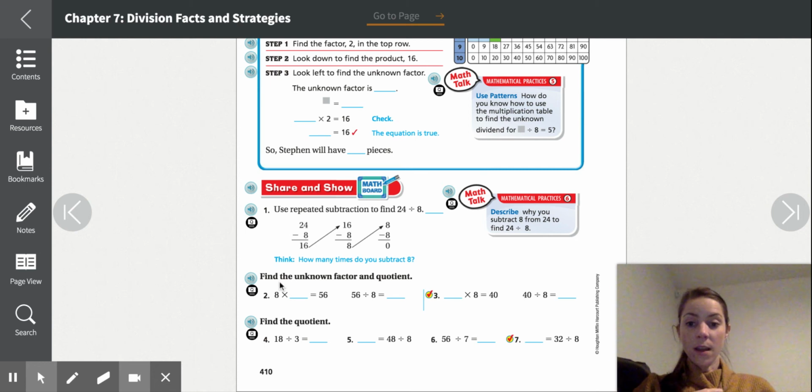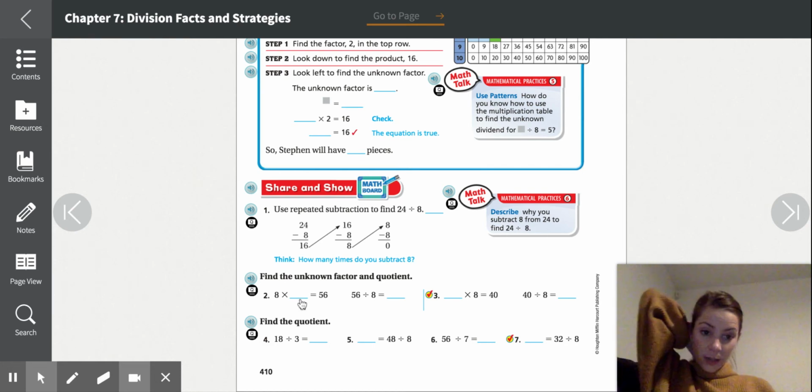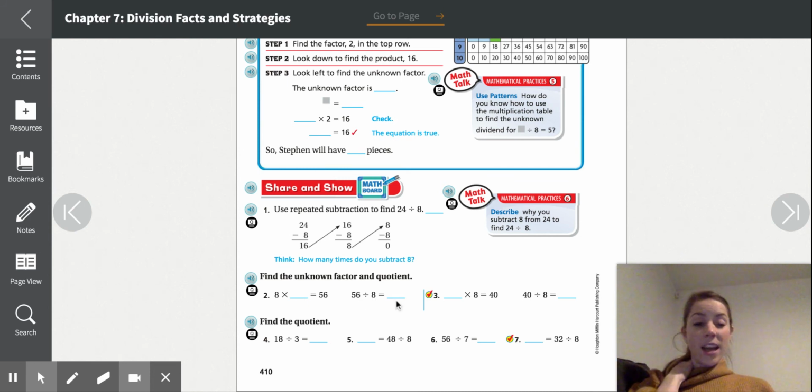Okay, the next row, find the unknown factor and quotient. So if you know your math facts, you'll be able to do this one easily. What is multiplied by 8 to get 56? And once you know that, you can solve 56 divided by 8 is 7. Now, I have a feeling a lot of you don't know that in your mind, so you're going to have to use another strategy. How can you do 56 divided by 8? Next one, what do you multiply by 8 to get 40? That'll help you with 40 divided by 8.